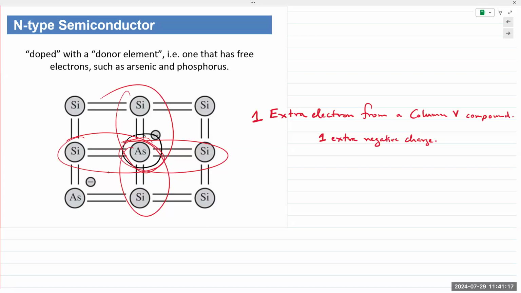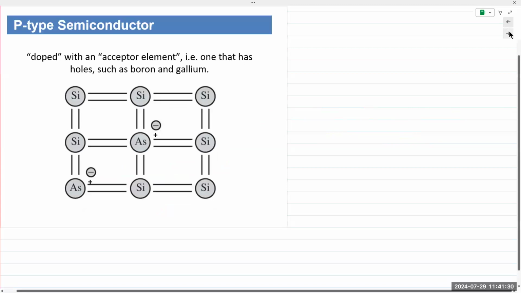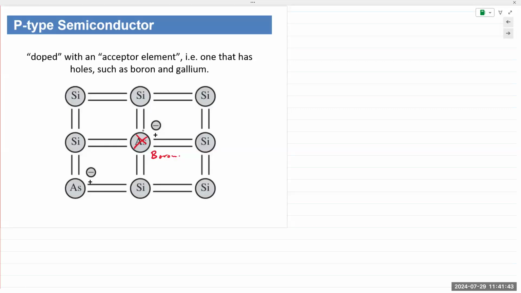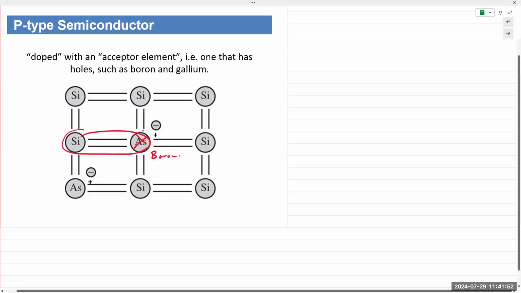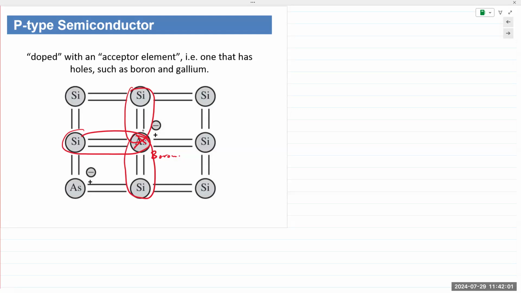So what happens if you insert a compound from column 3? Answer is correct: 1 extra positive charge. I have an error on this slide: instead of arsenic, it should be boron or gallium. Boron is by far the most common one. So it's from column 3. It has 3 electrons in the outermost orbit. Those 3 will form a bond with 3 of the atoms, right here and right here. For the 4th one, there is no bond right now, but the positive charge and the negative charge inside the atom are balanced out, right? The protons are equal to the number of electrons. So it's an absence of an electron, hence it results in a net positive charge inside the crystalline structure.